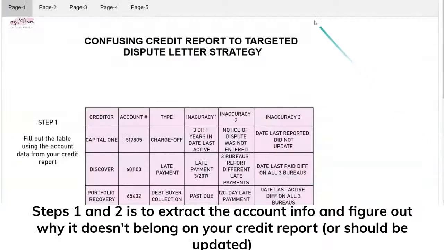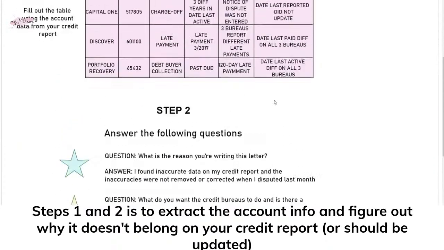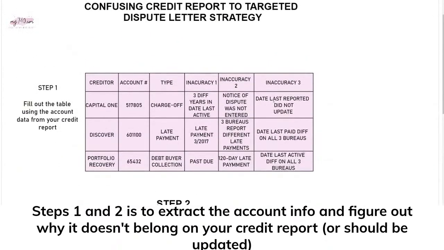Now, here are steps 1 and 2. So, we're going to extract the account info from the credit report and figure out, just like Sesame Street teaches us, what doesn't belong about it. Why does it not belong on the credit report? That is the question that you need to answer. And we're going to fill out this table very simply: creditor name, account number, type, and put 3 inaccuracies that you see on there, or even violations.